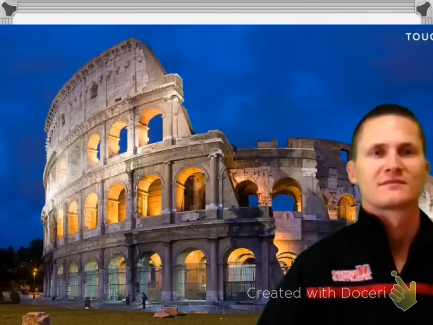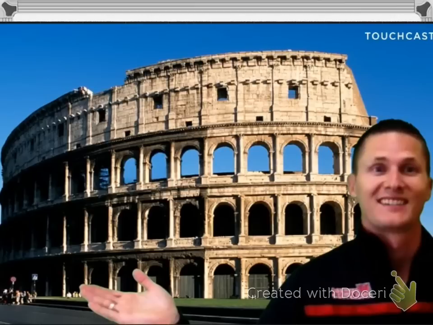Another place I read a lot about as a kid growing up was the Colosseum. Being into athletics, I always wanted to see the major sports complex in the history of the world, and so I wanted to go to the Colosseum. Wow, look at me. I'm holding up the Colosseum with one hand. Pretty impressive.